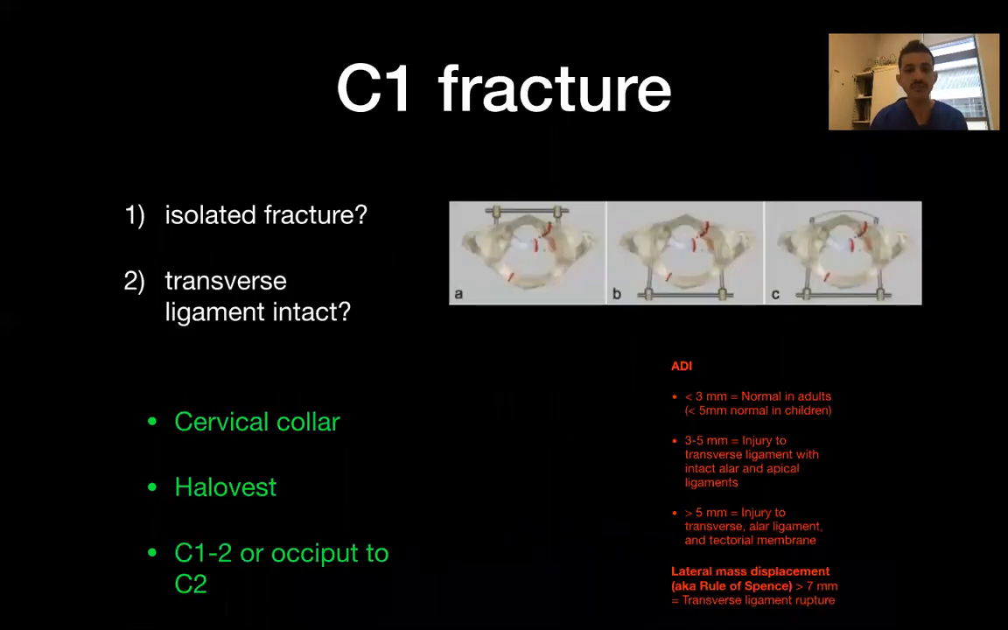canal. C1 fracture. So, there's a classification, everyone knows about it: anterior arch, posterior arch, lateral mass, Jefferson fracture. But you need to answer two questions. Is it an isolated fracture, and is the transverse ligament intact? If it's isolated and intact, this is just a collar. If it's not, then you will look for other associated injury, and based on that, you will address. So one of the treatment options, you can do C1 osteosynthesis, which is nice about this one, you will preserve the motion between C1 and C2.